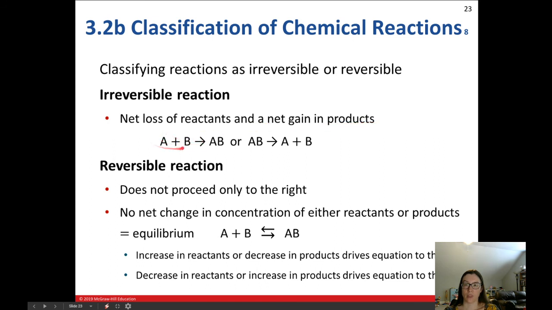And so it's kind of like if you are baking a cake, right? So you are taking all the ingredients and you're mixing them together, and then you're making the cake. At the end, you have less ingredients and more cake, and you can't really go back.